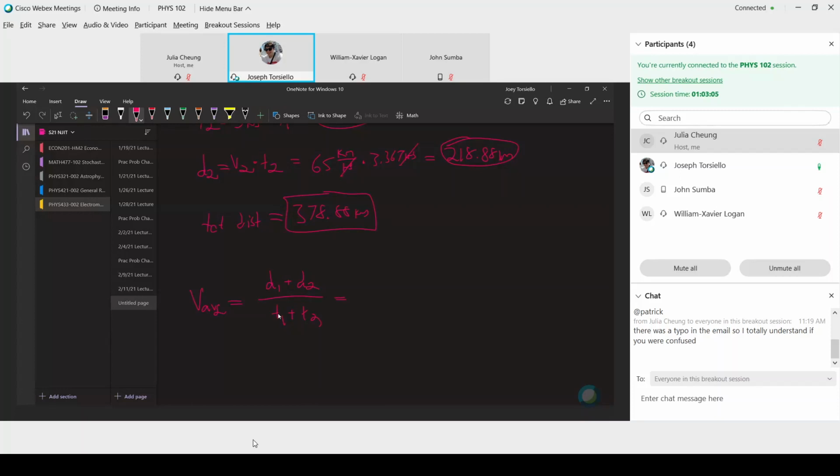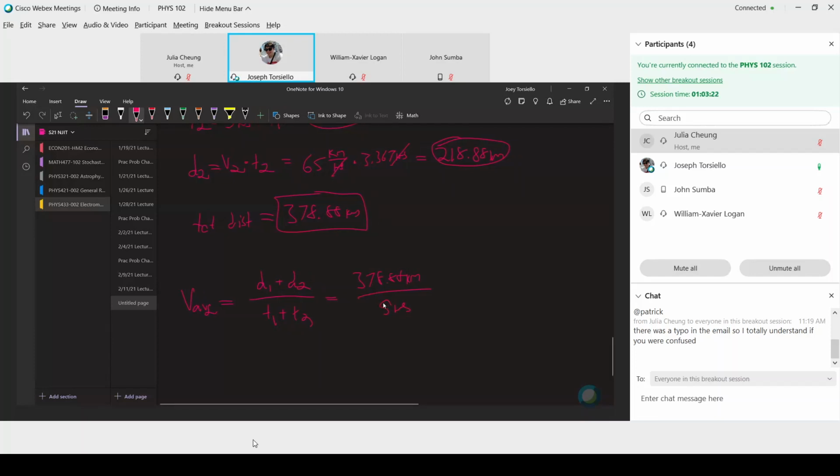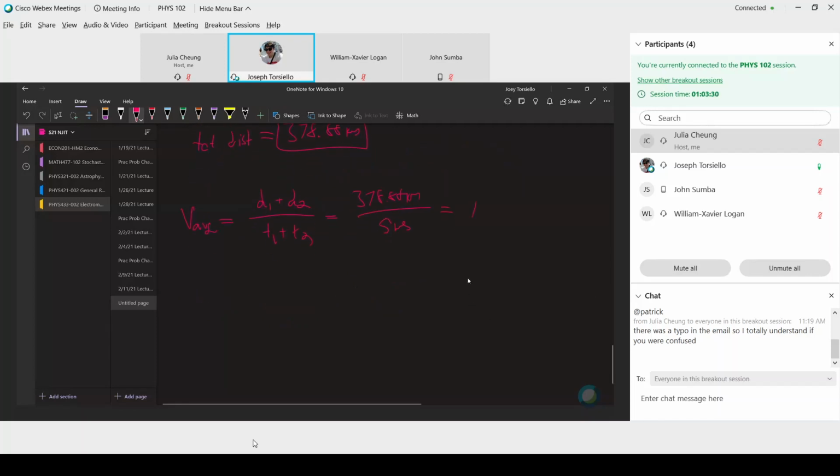The average speed is just d1 plus d2, your total distance traveled, divided by your total time, the total time that it took. So the total distance you got was around 378.88 kilometers, and the total time you got is 5 hours. It's already given. So you got your V average already. Divided by 5, you should get about 75 kilometers per hour, about this.